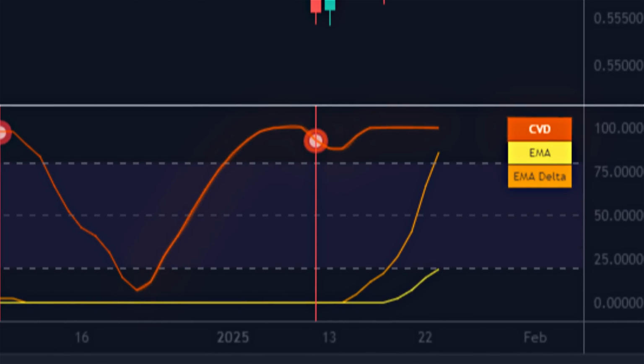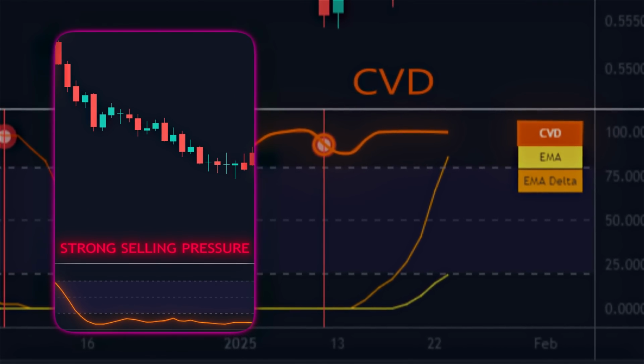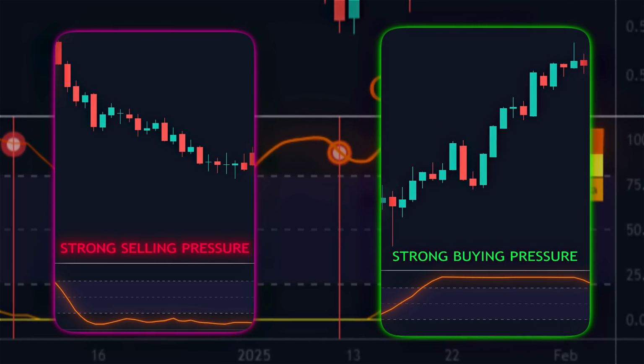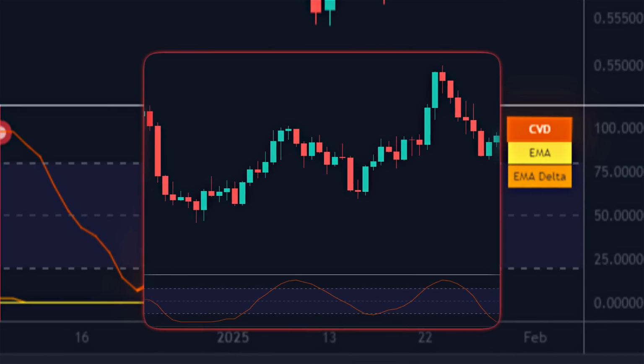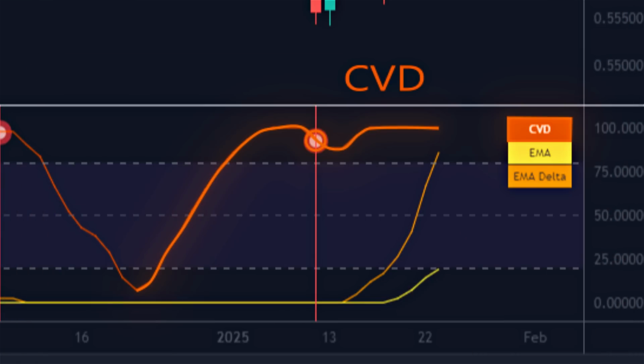The red line, representing the CVD, essentially displays the power of buying and selling pressure in the market. When the line approaches 0, it suggests that selling pressure is extremely strong, whereas when it approaches 100, it suggests that buying pressure is the dominant force. Additionally, the slope of the line reveals whether this pressure is gaining or losing momentum over time.